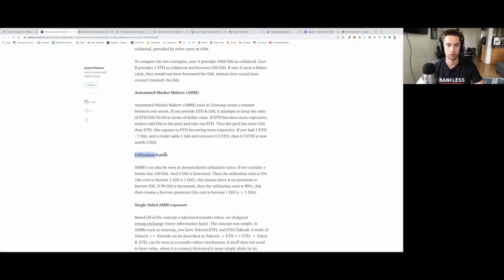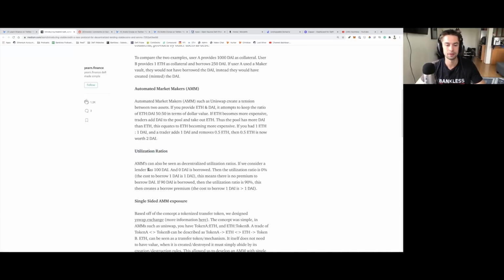And then there's something called a utilization ratio. And this is where things start to get a little bit unique. And Andre writes, automated market makers can also be seen as decentralized utilization ratios. If we consider a lender has 100 DAI and 0 DAI is borrowed, then their utilization ratio is 0%. The cost to borrow 1 DAI is 1 DAI. This means that there is no premium to borrow DAI. But if there is 90 borrowed DAI, then that utilization ratio is 90%. And this creates a borrow premium. The cost to borrow 1 DAI is greater than 1 DAI.